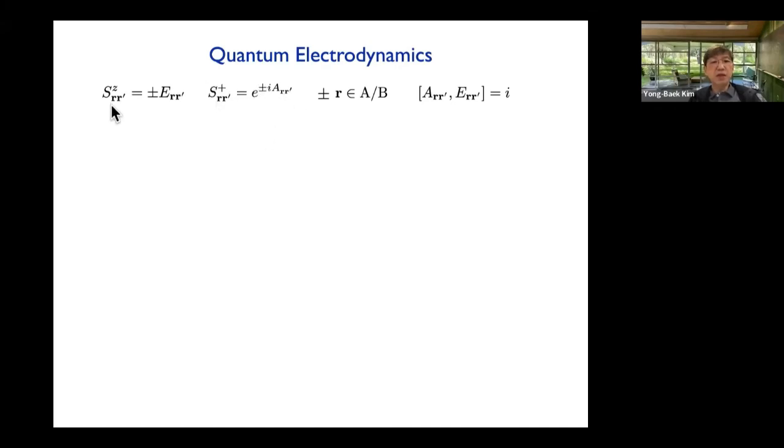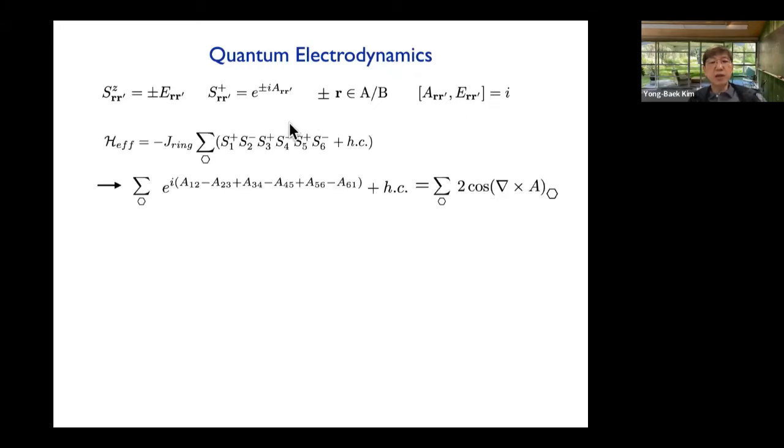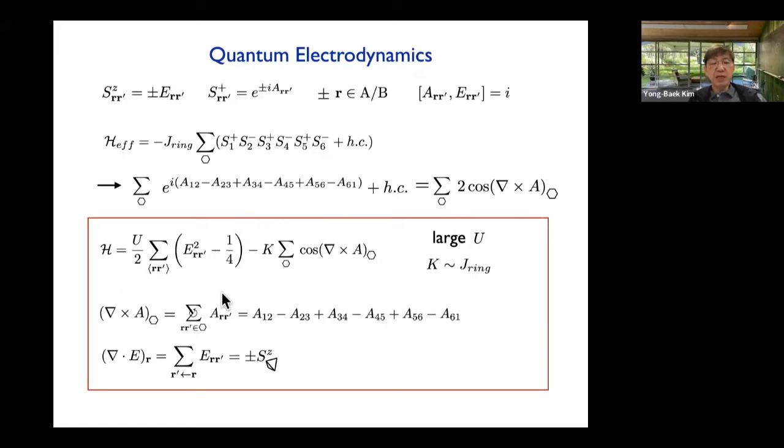So the famous commutation relation between S^z and S^+ immediately translates into a canonical commutation relation between vector potential and electric field. That's the way we can map, for example, this ring exchange term to cosine of curl of A. By doing so, we have an electromagnetic action or Hamiltonian on the lattice. So we have this electric field squared term, and then there's a cosine curl of A term. This is a lattice U(1) gauge theory.